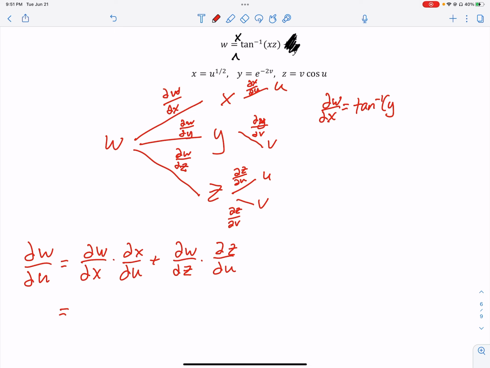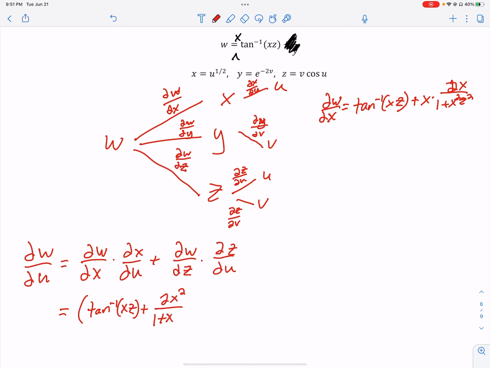There's an x inside, so I actually have a product rule. I'm going to let the x be 1 first. Then I get xz, plus x times 1 over 1 plus x squared z squared. And then I'm going to get a 2x up top because of the chain rule. Okay, so I got inverse tan of xz plus 2x squared over 1 plus x squared z squared.